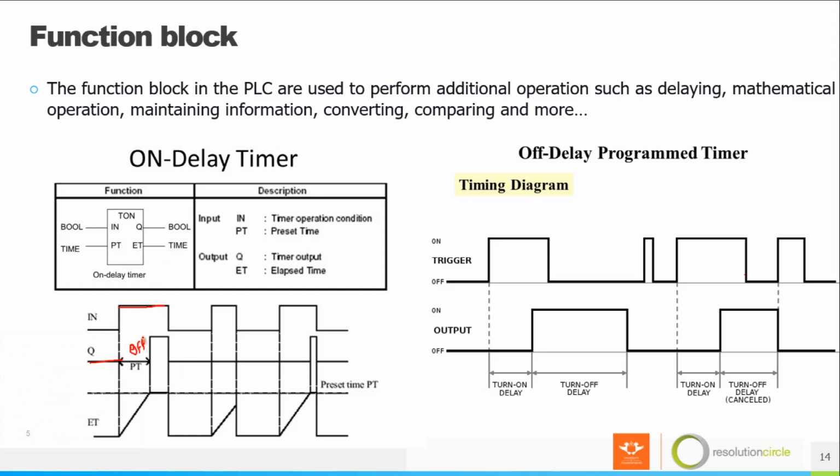And this is where your timer will be counting. The moment it reaches your set point, then your output now is high. The moment you cut your input, your output is off.